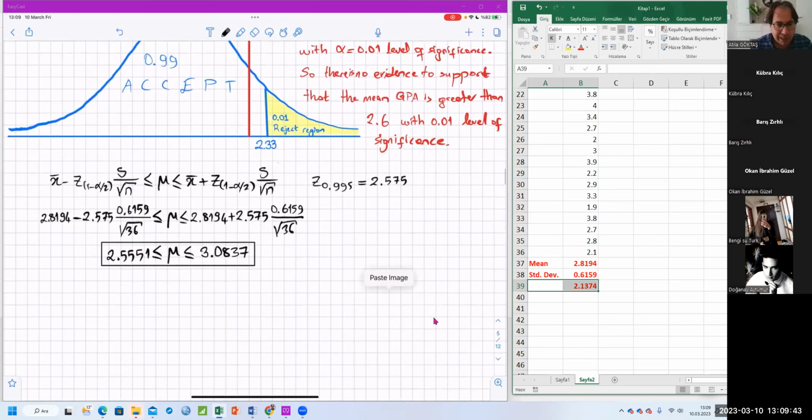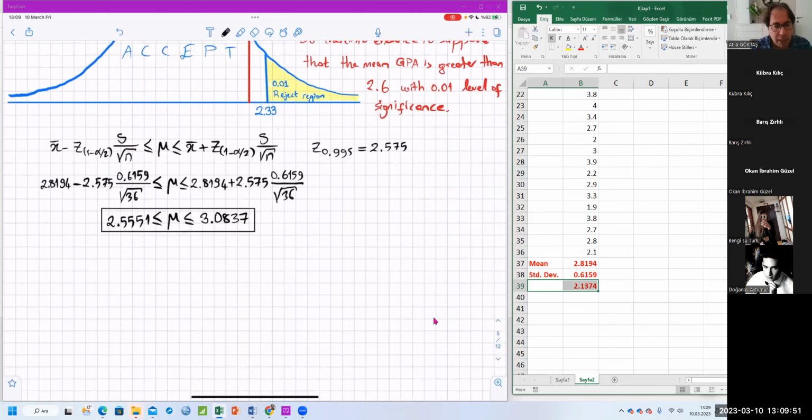All right, so that's the confidence interval, and to interpret it, we can tell that the mean GPA of that large university, with a confidence level of 99%, is between 2.5551 and 3.0837. It should be between those two values. This is the lower limit, the lower bound, and that's the upper bound of the confidence interval.